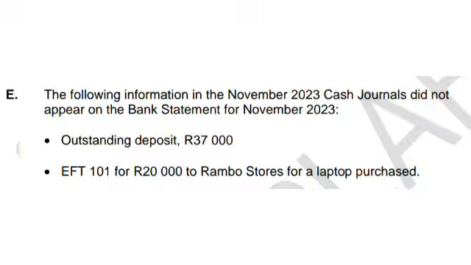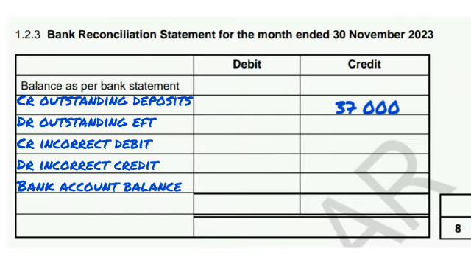The first one being an outstanding deposit. We said the outstanding deposits always go on the credit side, because it means they are an income, and it's an income for me, but a credit for the bank. And the EFT 101 of 20,000 always goes on the debit. So we are going to start with the outstanding deposit. So it says credit outstanding deposit.